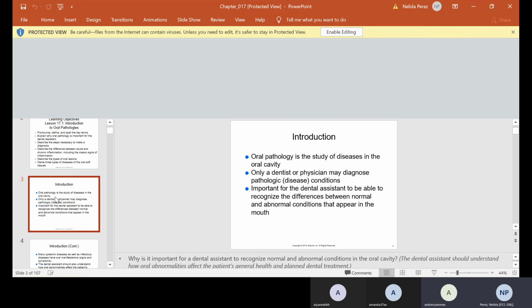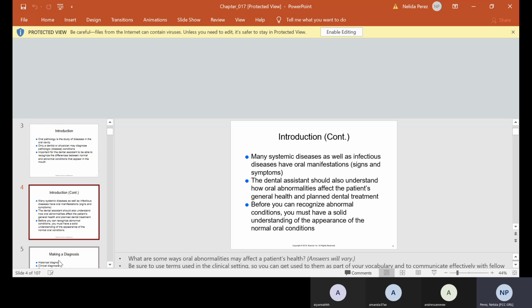So, oral pathology is the study of diseases in the oral cavity. Only a dentist or a physician may diagnose pathologic conditions or diseases. It's important for the dental assistant to be able to recognize the differences between normal and abnormal conditions that appear in the mouth. Many systemic diseases, as well as infectious diseases, have oral manifestations, which means signs and symptoms. The dental assistant should also understand how oral abnormalities affect the patient's general health and plan dental treatment.